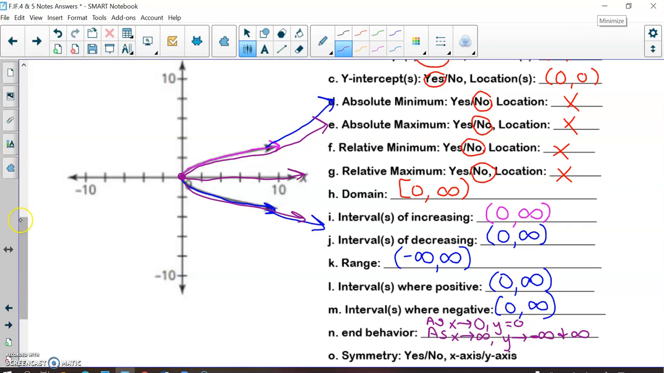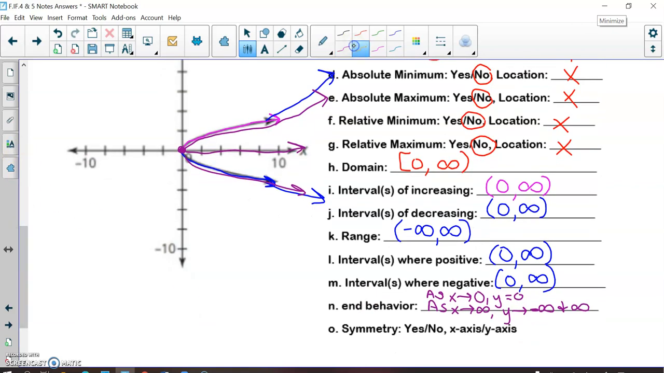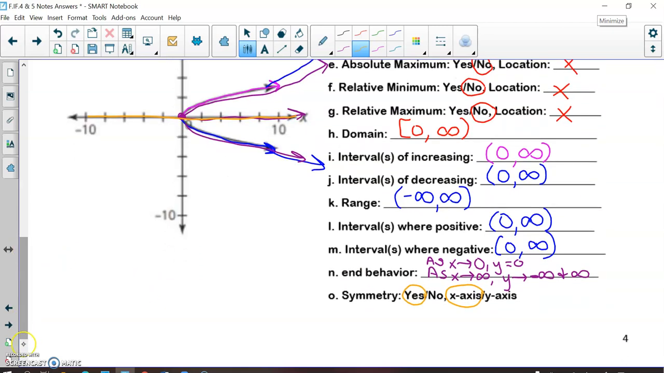And then does this graph have symmetry? It does. If I folded it in half along the x-axis, it would match exactly. So yes, it has symmetry, and it is along the x-axis. All right, that brings us to the end of this lesson.